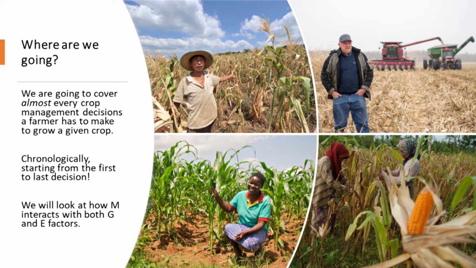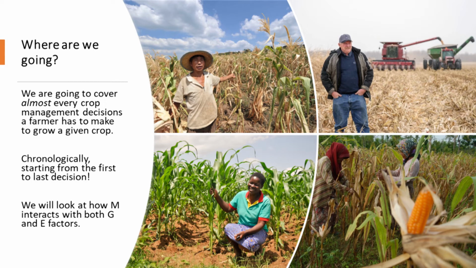Now, in the next 2 lectures, and starting very soon in this lecture, we're going to cover virtually every crop management decision a farmer has to make to grow a given crop. And I'm going to focus really on the most common Ontario field crops. So that's going to be your corn, your soybeans, your wheat, but I'll throw in some other things. We'll see where this goes. I'm not even sure yet, but we're going to focus on the main field crops in Ontario, and I'll throw some other stuff in.